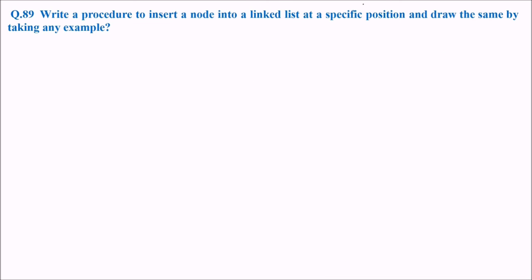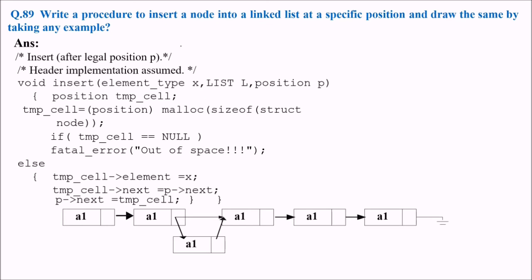Write a procedure to insert a node into a linked list at a specific position and draw the same by taking an example. So this is the code. I hope you'll try it by yourself. And let me tell you how it exactly works, because if this concept is clear to you, then only are you able to insert like this.